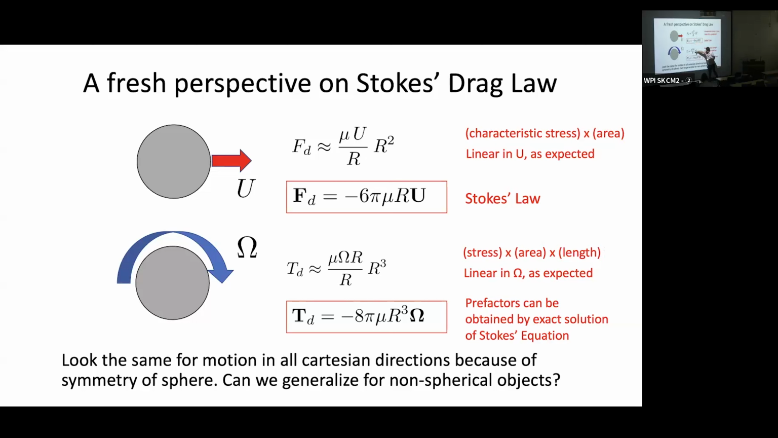Again, you just use the characteristic stress. For velocity, use omega r. And because we want a torque, we multiply by r cubed instead of r squared. And you get everything but the 8 pi. Okay, so that's great. And as you expect, everything's linear in the translational velocity and rotational velocity. It's all quite nice. But this is a little boring because the sphere looks the same in all directions.